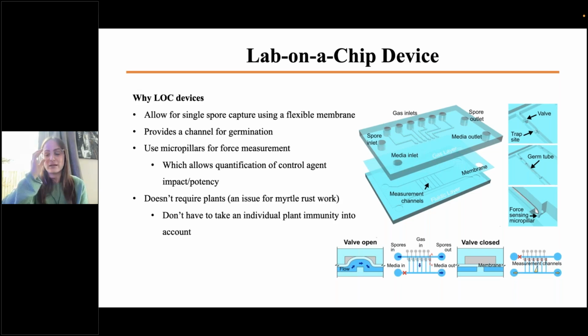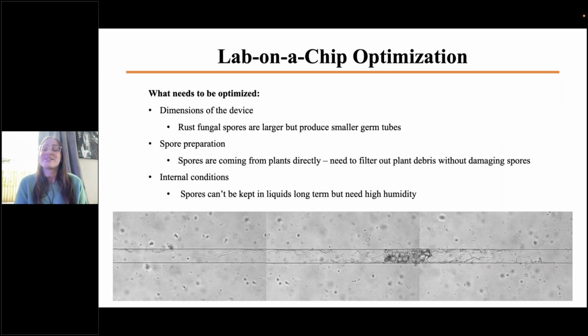So hopefully we can get it fully working, but they were originally designed for waterborne fungi and oomycetes. So rust fungi are obviously very different. And so there's 3 key things that I've been optimizing. First is just the dimensions of the device. Rust fungi are larger but produce smaller germ tubes, so the channel dimensions and capture space need to be different.